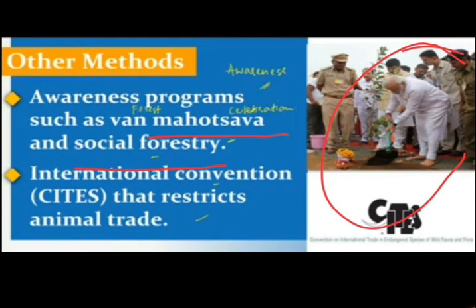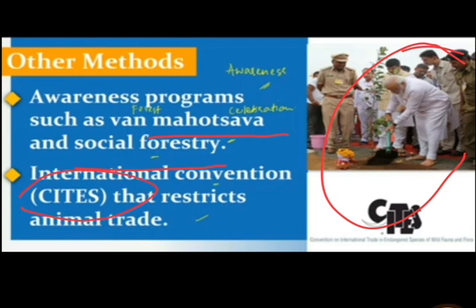Many countries have even passed laws against the trade as well as the killing of birds and animals. You know that other countries also have passed laws to stop killing and to stop the trade of birds and animals. Even in India, killing lion, tiger, deer, great Indian bustard and peacocks is illegal. One important International Convention, CITES, restricts animal trade.